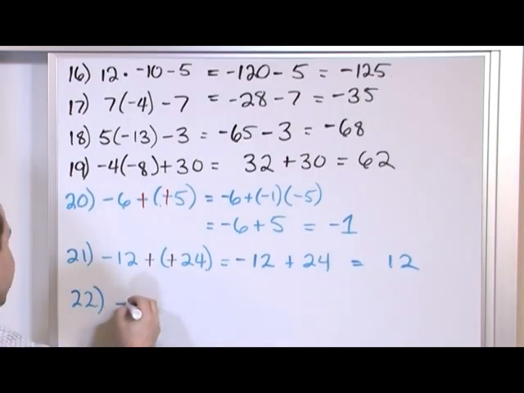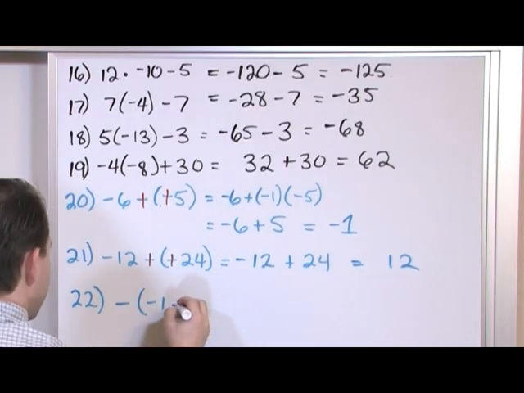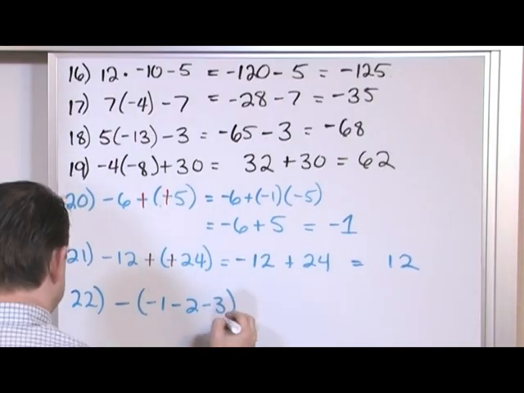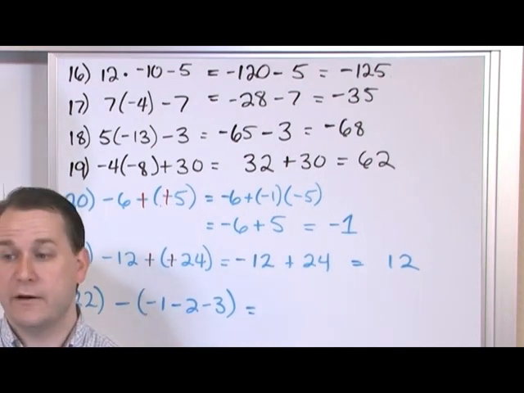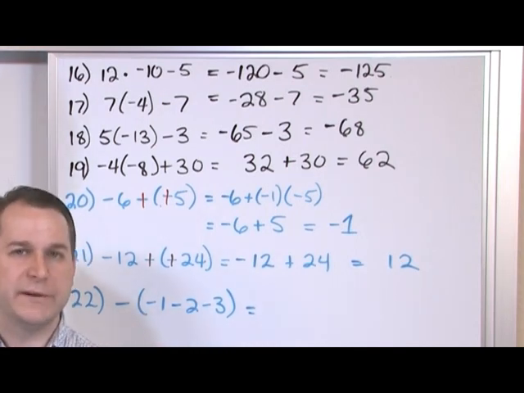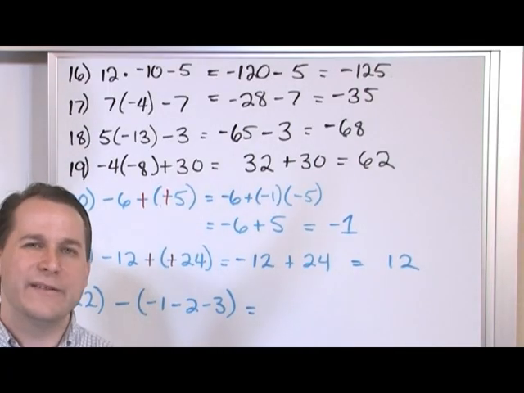And for 22, let's say you had a negative sign out front: -(-1 - 2 - 3). So -1, -2, -3. How do we deal with this? Well, you always want to do what's inside of the parentheses first. That's another little rule that we're going to get to and talk a lot more about later, but I'm giving you a little bit of a preview. Anytime you see parentheses, you always want to do what's inside those parentheses first.